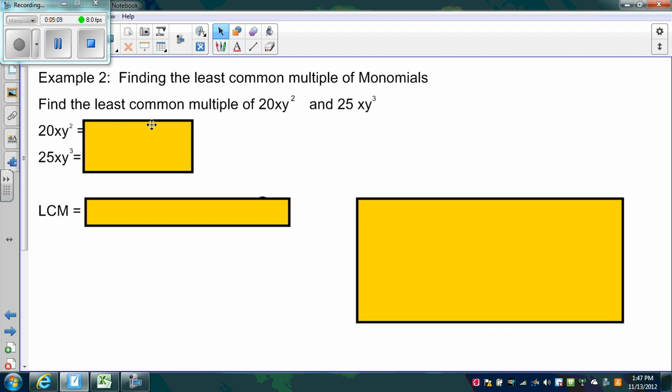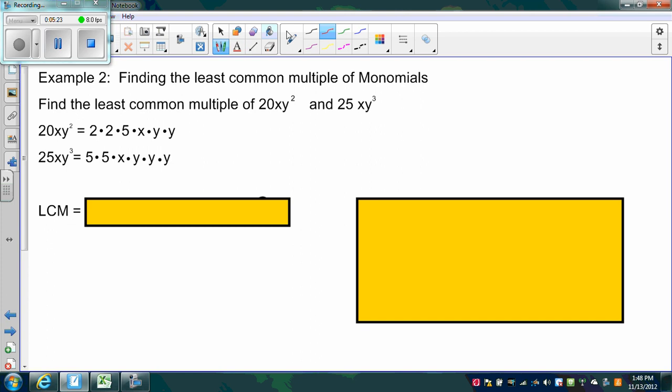The first thing you want to do is write it out as a monomial. So we write 20 is 2 times 2 times 5, and then we have 1x and 2 y's. 25 is 5 times 5 times 1x and 3 y's. And we're going to do the same thing like in the second example in the previous slide. We're going to circle anything that's shared. So here we have the 5, x, and a y shared.